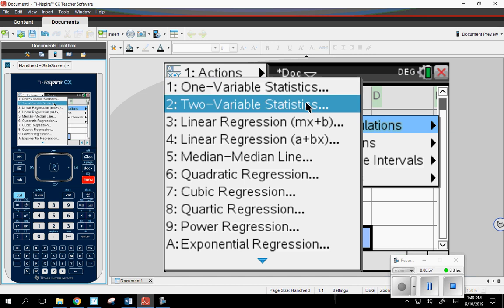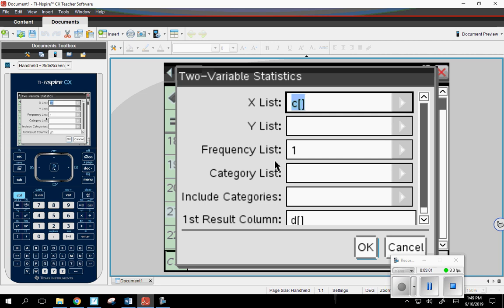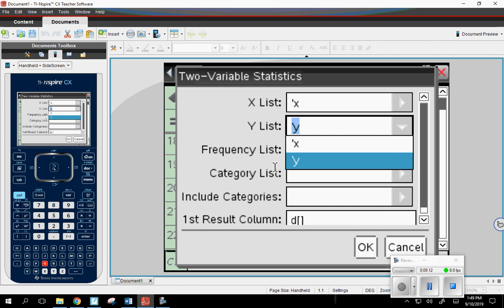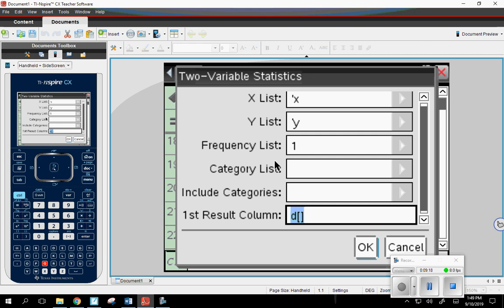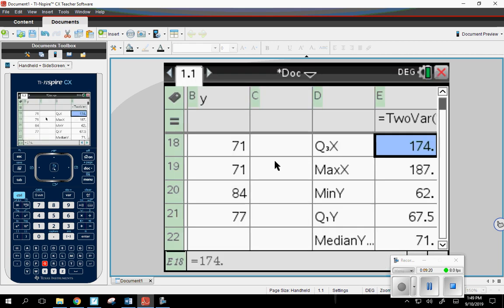We are comparing two different sets of data, two different quantities. So X list and Y list, those are the headings that you originally put in. I just chose X and Y. Tab, Y. And again, the frequency list, even if you go ahead and delete it, it's going to pop right back up, so don't worry about that. Click OK.